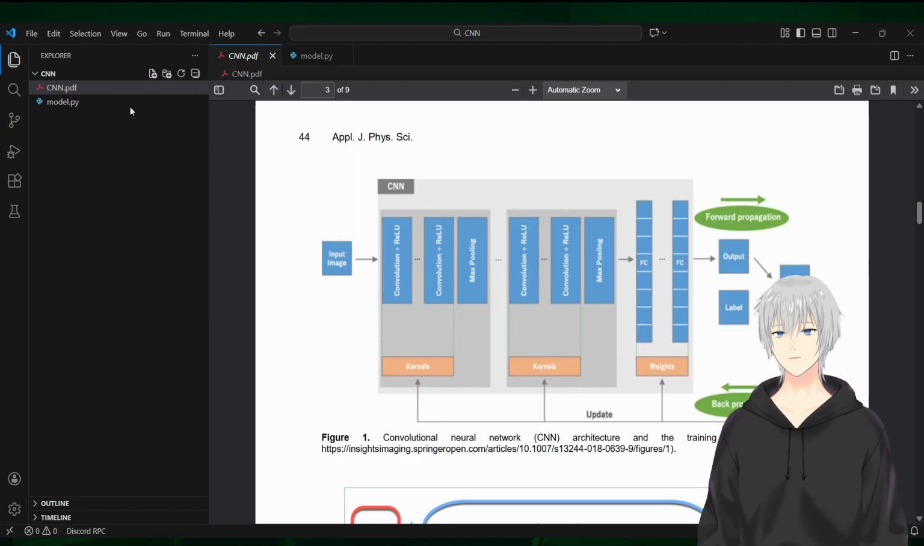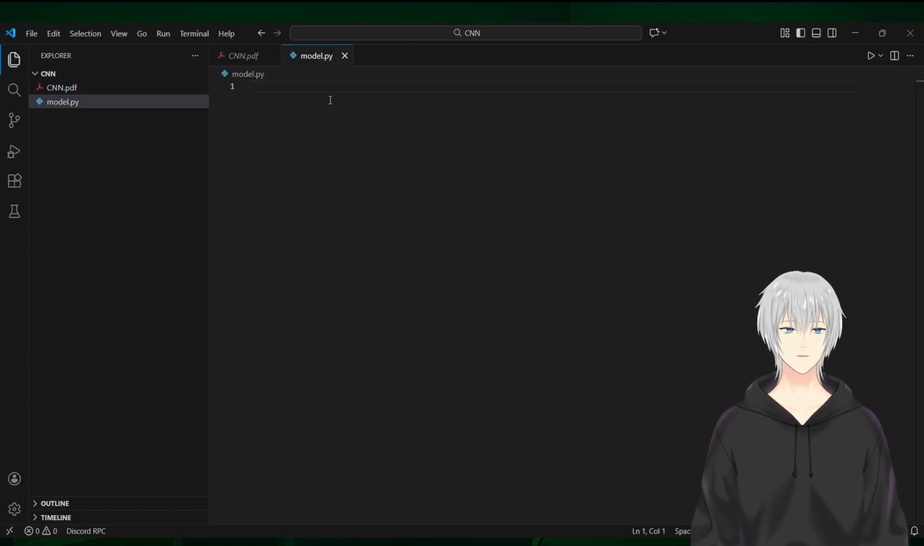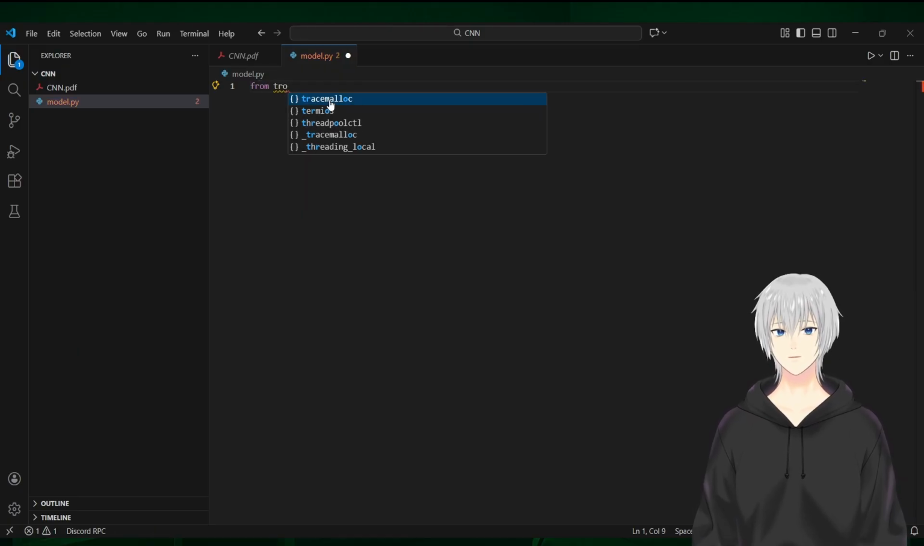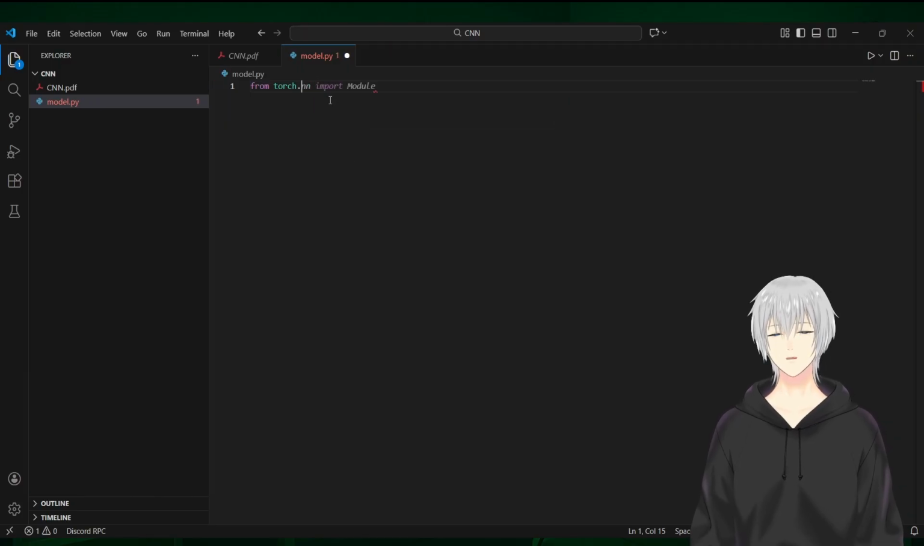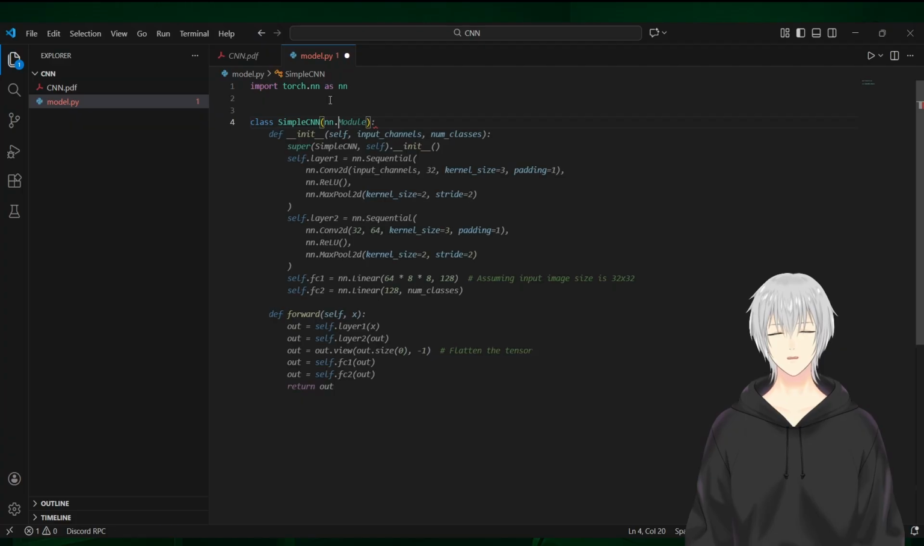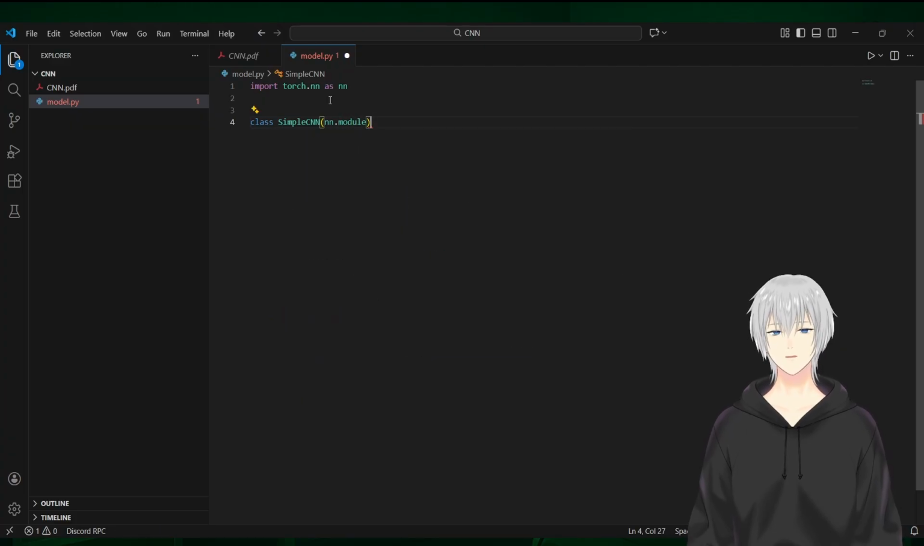Okay, so let's do from... no wait, no, import source.nn as nn. Okay, then we are gonna do class SimpleCNN, nn.Module.